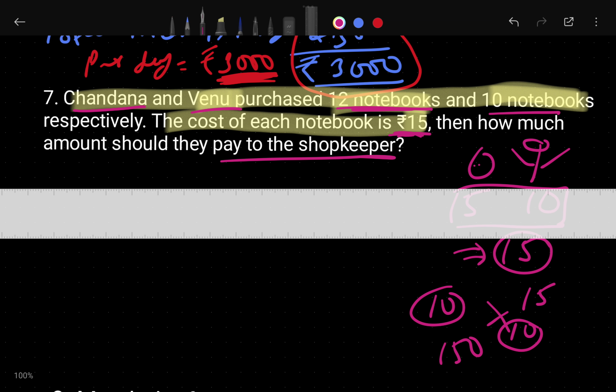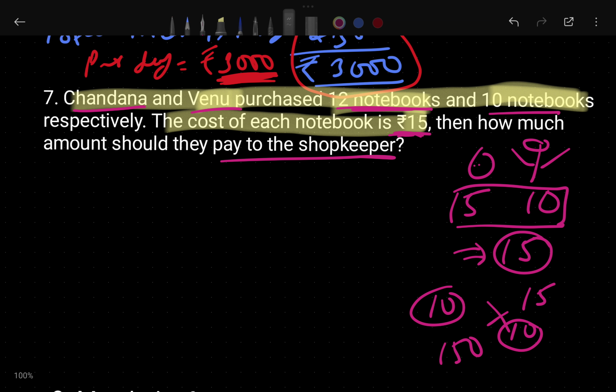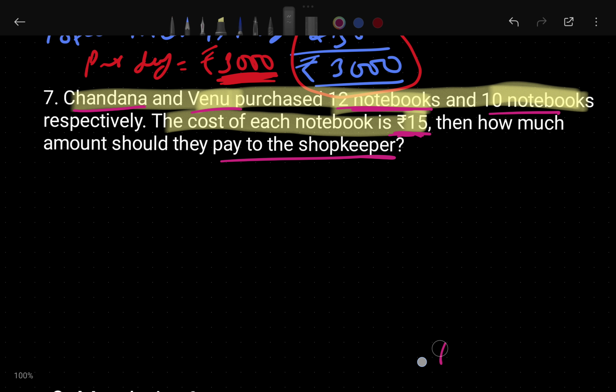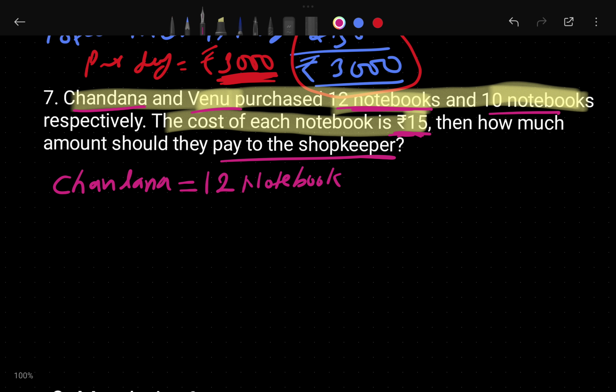Right? So now I will come to the question. Let's come to the question and understand it here. So first let's see Chandana. Chandana, how many did he buy? He bought 12 notebooks. And Venu, that's Binu only, I think, purchased 10 notebooks. So how many total notebooks did they buy?